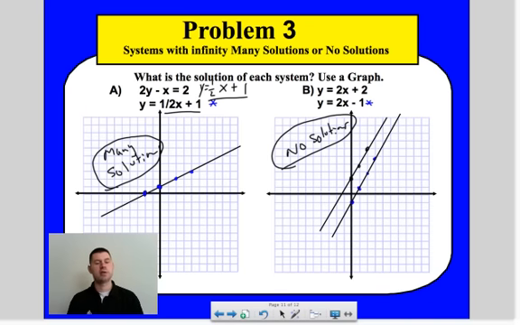Okay, and again, for both of these, you need to state that. You can't just say, hey, look, they're parallel. You need to actually say no solutions. Or, hey, they're the same line. You need to write many solutions. Okay.